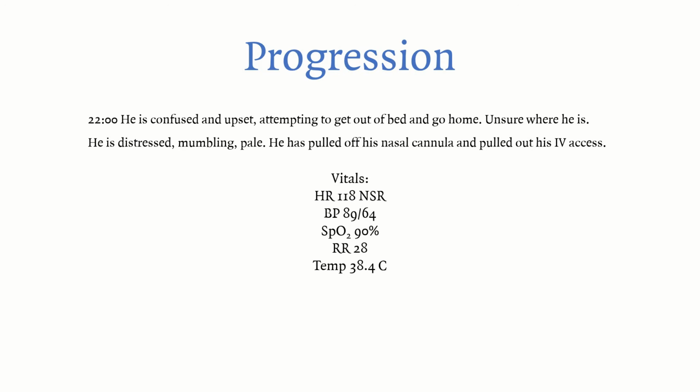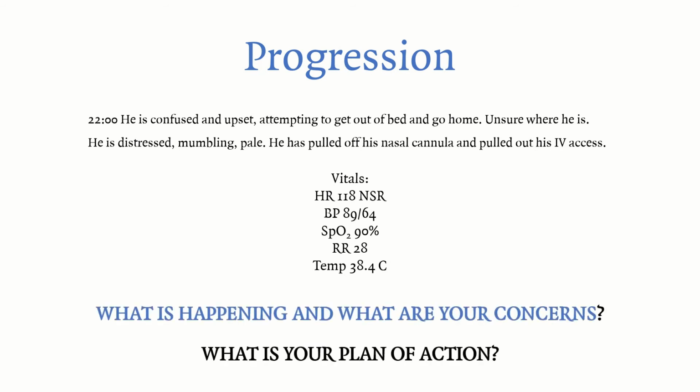These are the vitals. Heart rate is 118. Blood pressure is 89/64. Oxygen saturation is 90%. Respiratory rate is 28 breaths per minute. And temperature is 38.4 degrees Celsius. So what is going on here? What is happening? And how would you manage?